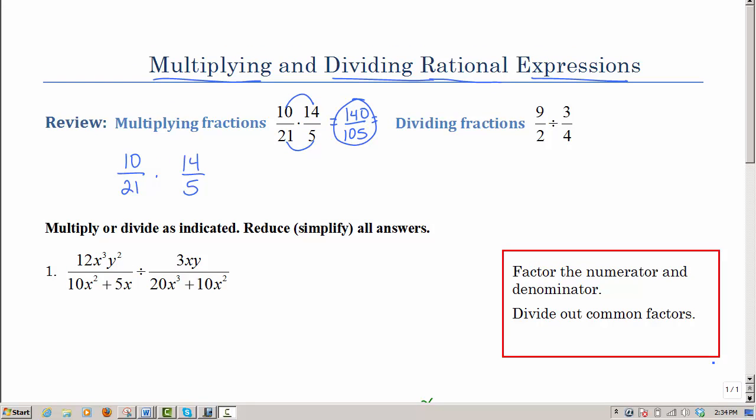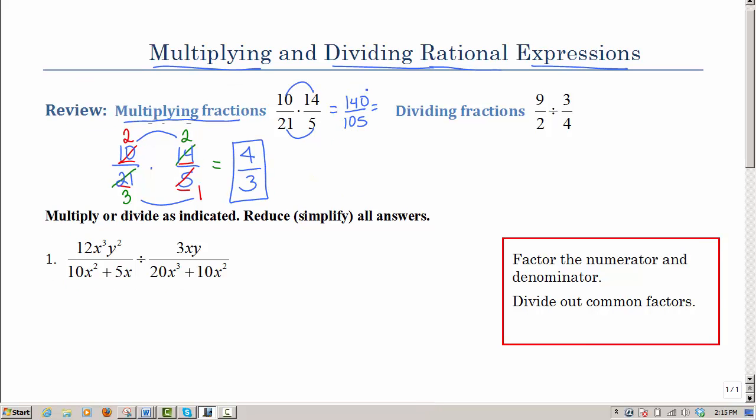The easier way to do this problem is to reduce along the way, meaning 5 and 10 have a common factor of 5. 5 goes into 5 one time, 5 goes into 10 two times. 21 and 14 have a common factor of 7. 7 goes into 21 3 times, 7 goes into 14 2 times. So now I can multiply straight across and get 4/3. To me, that's a whole bunch easier than trying to divide or reduce those bigger numbers.